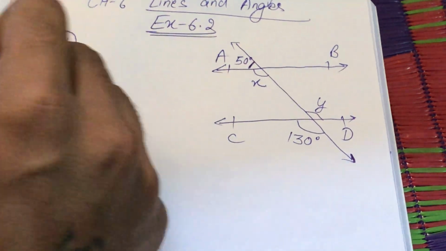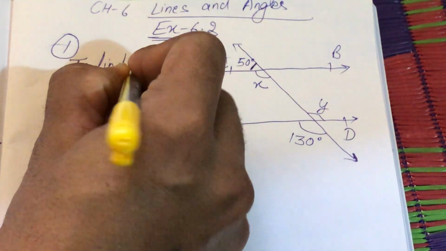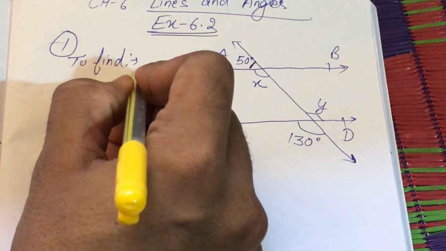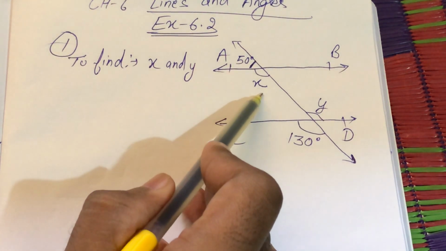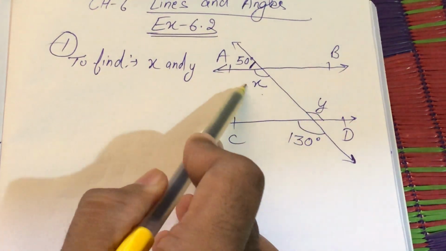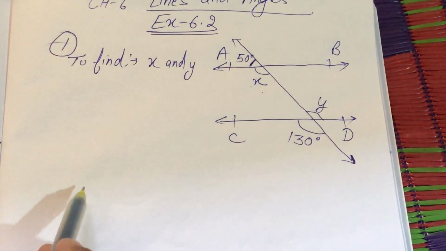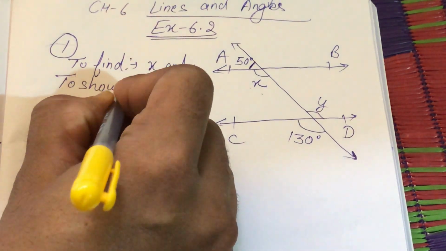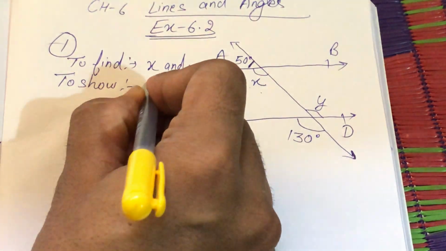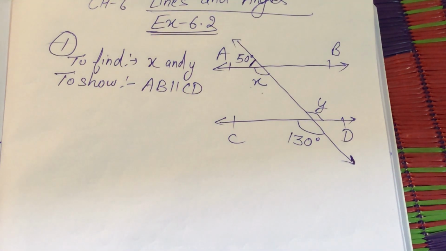We need to find angle X and Y, means we need to find the value of X and Y. X और Y की value find out करनी है. And also we need to prove that AB is parallel to CD. Okay, we have to do two things. देखो क्वेश्चन में दो चीज़ें करनी है.